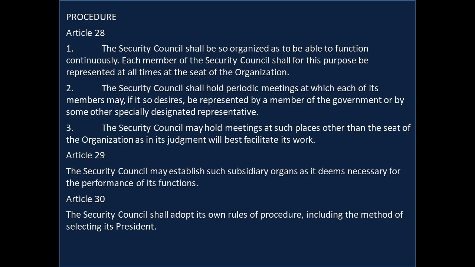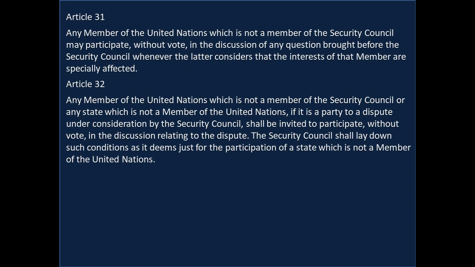Article 29. The Security Council may establish such subsidiary organs as it deems necessary for the performance of its functions. Article 30. The Security Council shall adopt its own rules of procedure, including the method of selecting its president. Article 31. Any member of the United Nations which is not a member of the Security Council may participate, without vote, in the discussion of any question brought before the Security Council whenever the latter considers that the interests of that member are especially affected.